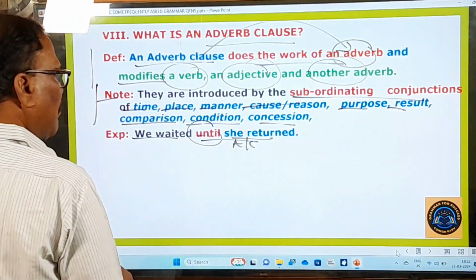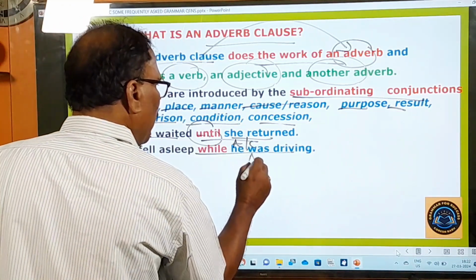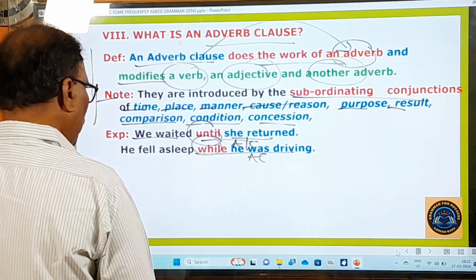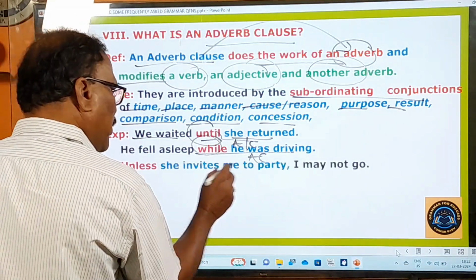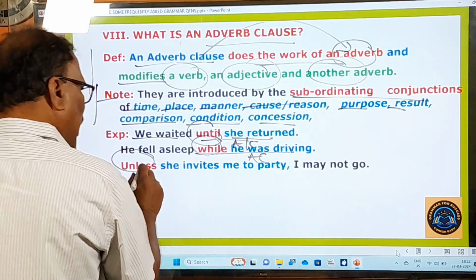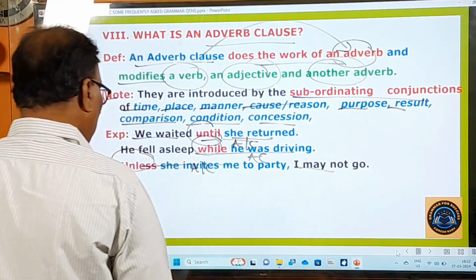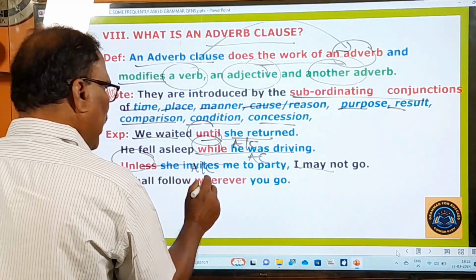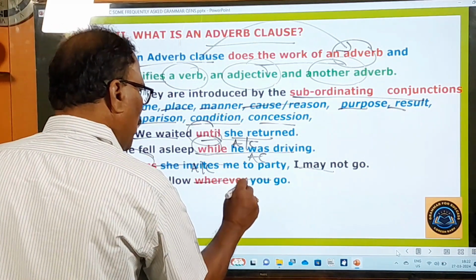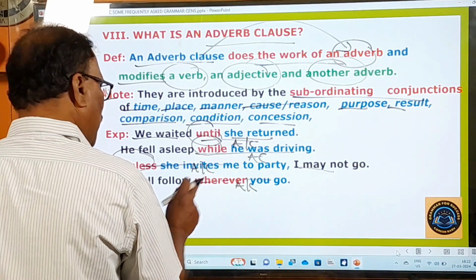Okay, he fell asleep while he was driving, adverb clause. And unless she invites me to the party, I may not go. Unless is a subordinating conjunction, and therefore this is called an adverb clause. Okay, and here, I shall follow wherever you go. This is an adverb clause. Okay, and wherever is a subordinating conjunction, right?